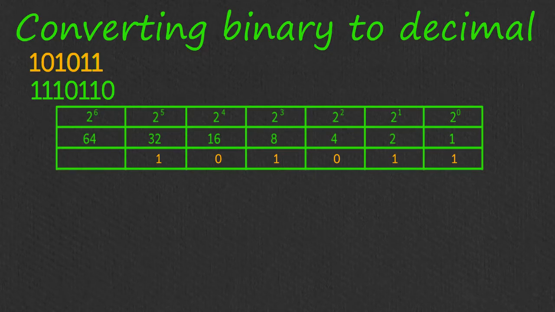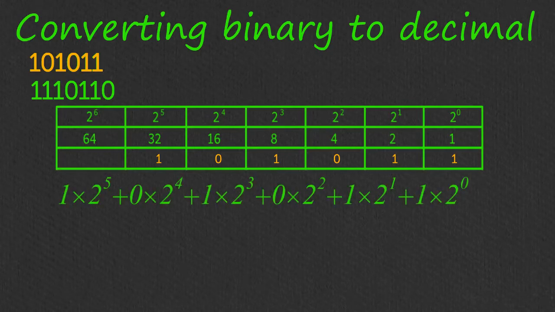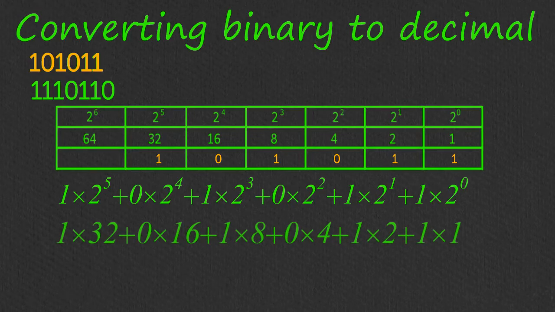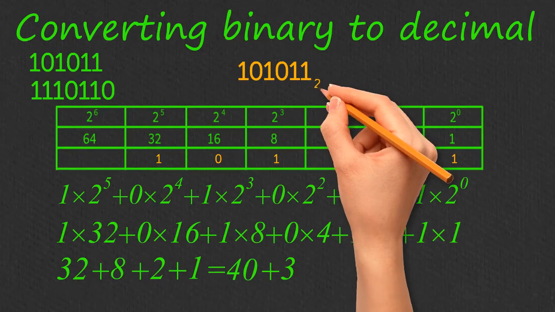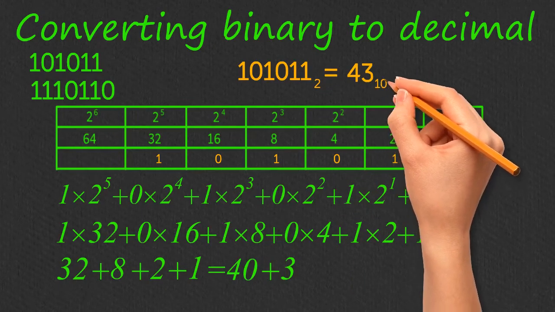Again, looking at the digits and multiplying them with their place values, we get the following combination, which is the same as, knowing that every number multiplied by 1 is itself, and every number multiplied by 0 is 0, we can simplify to 32 plus 8 plus 2 plus 1. Now, 32 and 8 makes 40, 2 and 1 makes 3. So 101011 in binary is equal to 43 in decimal.